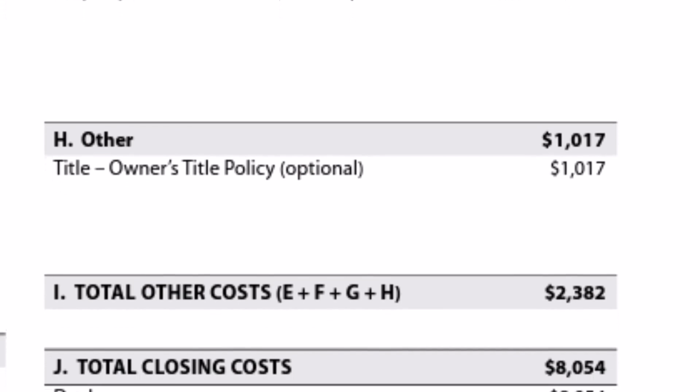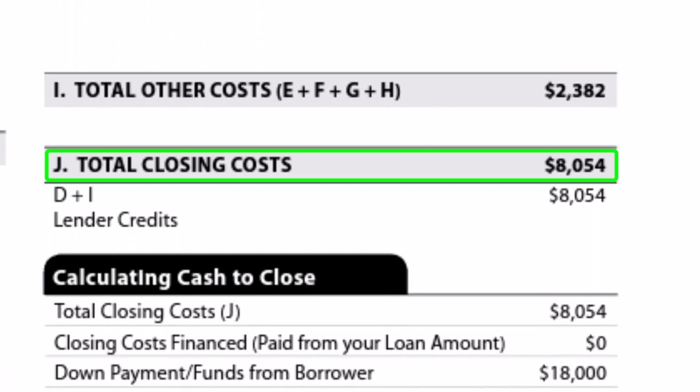So in regards to these sections, when comparing quotes, ensure that the numbers are similar. They don't have to be exact because these are just estimates. At closing, all the costs will be identical regardless of your lender. So this isn't anything you can negotiate, and they're all going to be the same, again, regardless of the lender. Next, we have section J, which is the total closing cost. And this pretty much sums everything up and then subtracts any lender credits that you may receive.